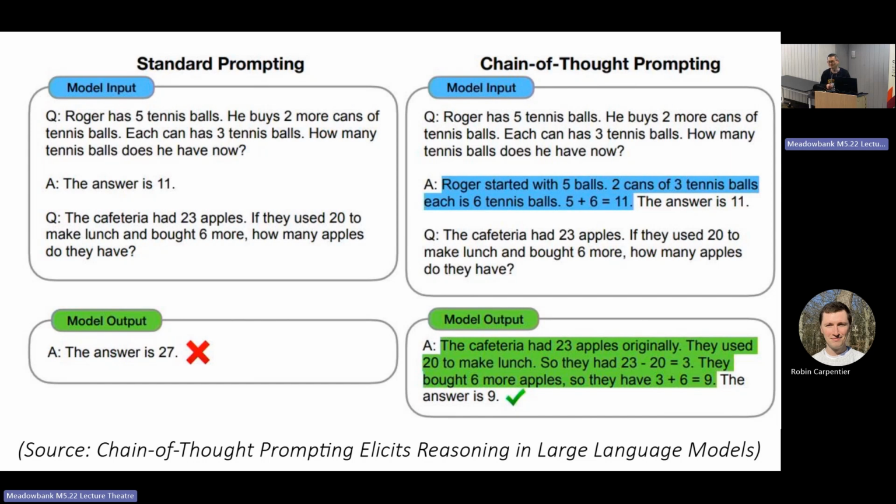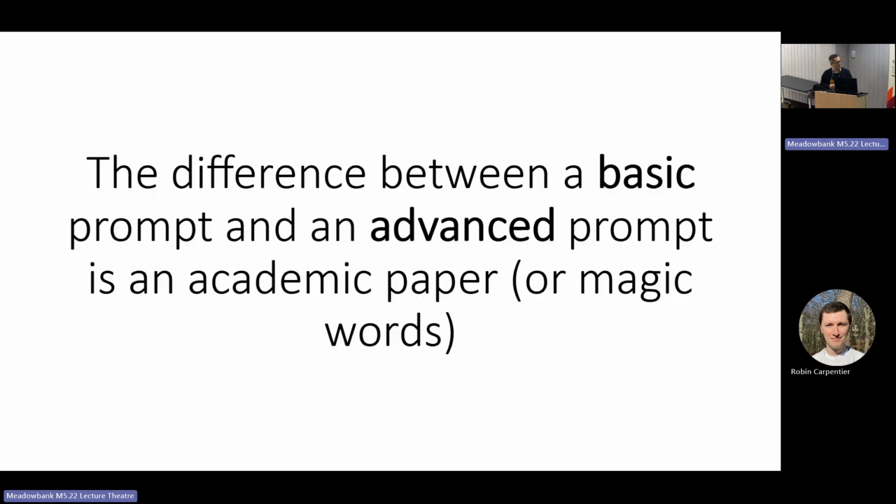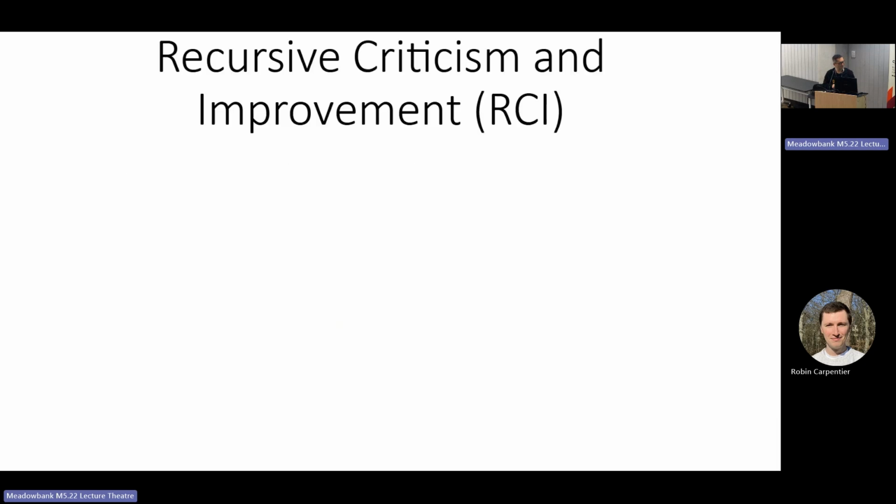We are entering the advanced prompt engineering area now. So the difference, as I mentioned earlier, between a basic prompt and an advanced prompt is an academic paper, because every single advanced prompt I have come across so far started with an academic paper. I'll talk about magic words later.